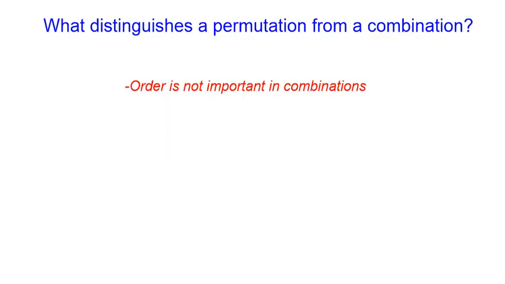So what distinguishes a permutation from a combination? The main difference is that order does not matter in combinations. If you think about the formula, the only difference between the two is that for a combination there's an extra r factorial in the denominator. That's accounting for all of those repeated ideas. The order does not matter in a combination. That is the main difference between the two.